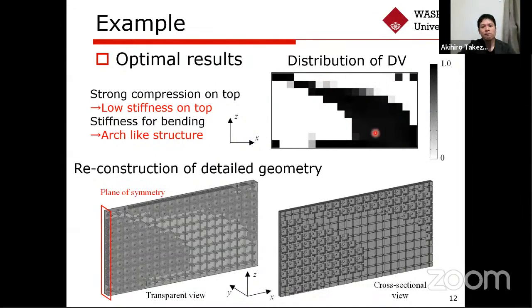And basically, the bending force is applied to this structure. So to suppress the bending deformation, an arch-like structure was formed. And we reconstructed the variable lattice density shape from this design variable distribution like this. The left side figure is a transparent view, and the right side figure is a cross-sectional view. We can certainly find the arch-like distribution of dense lattice.